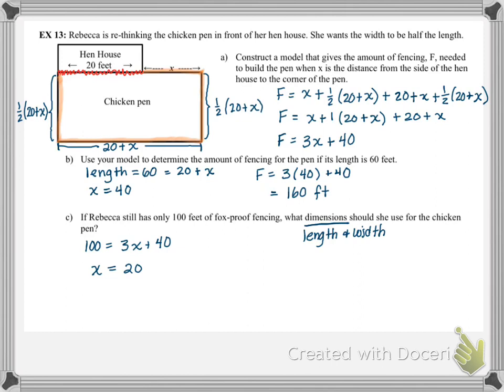And then we just go back up to our diagram, and we're like, oh, the length is 20 plus x. And so my length is going to be 40 feet. And then the width, you can either use that formula 1/2 times 20 plus x, or you can just remember it's half the length. And so half the length would be 20 feet. So our width is 20 feet.